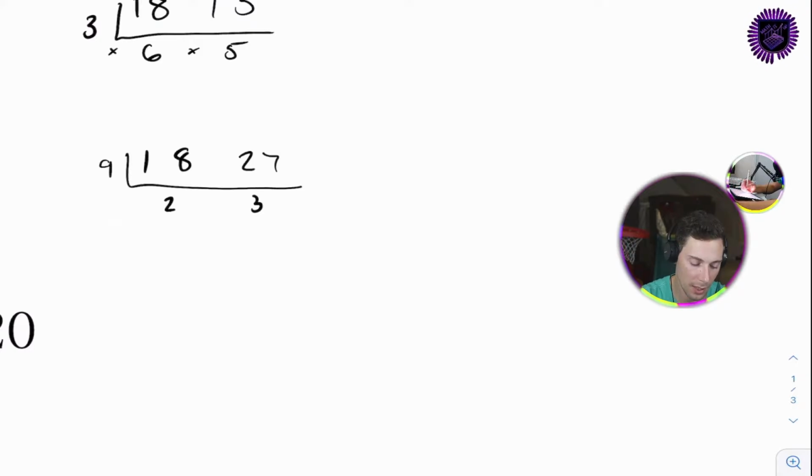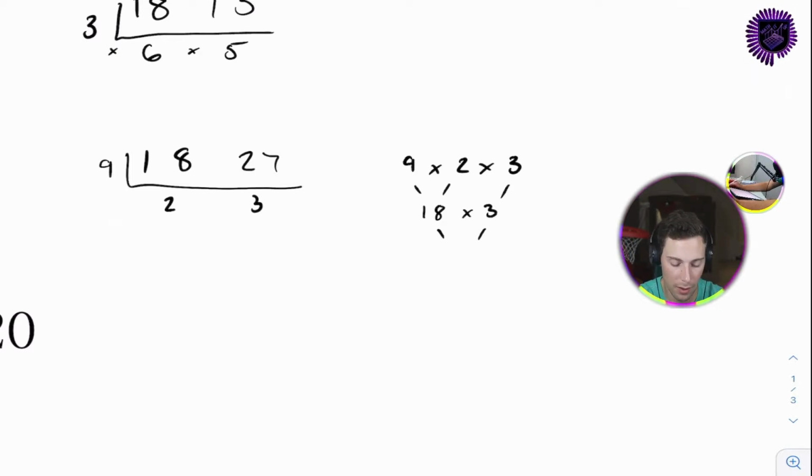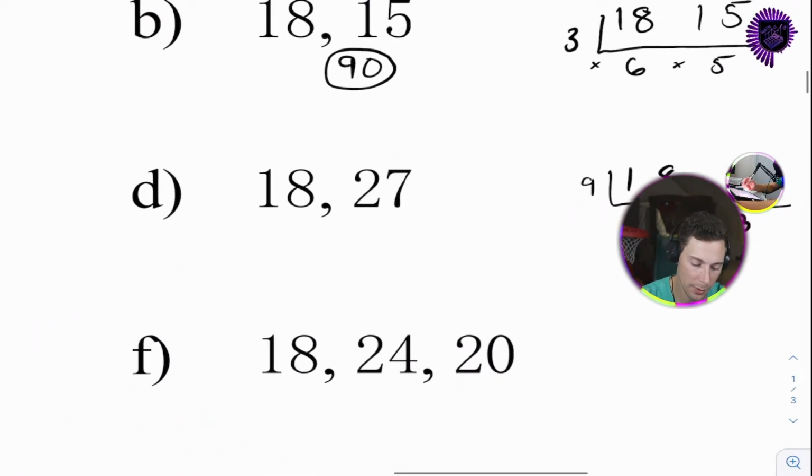So we're going to go 9 times 2 times 3. 9 times 2 is 18, times 3 is going to be 54. The lowest common multiple will be 54.